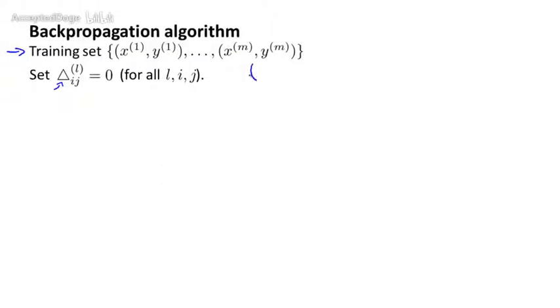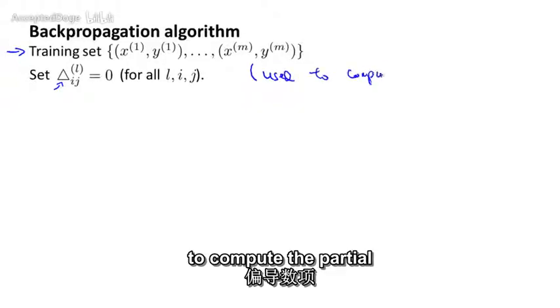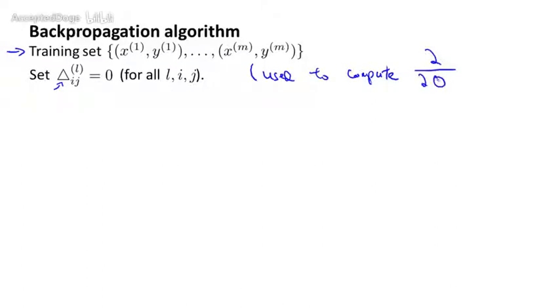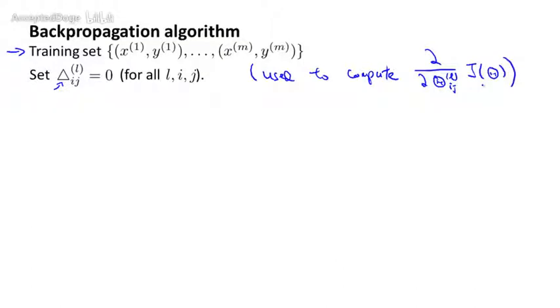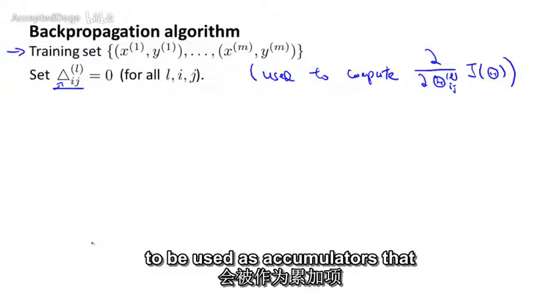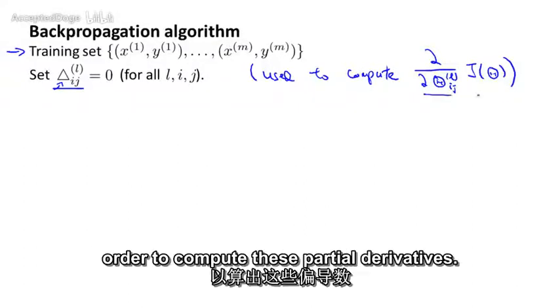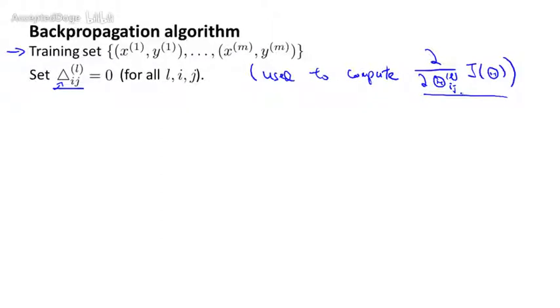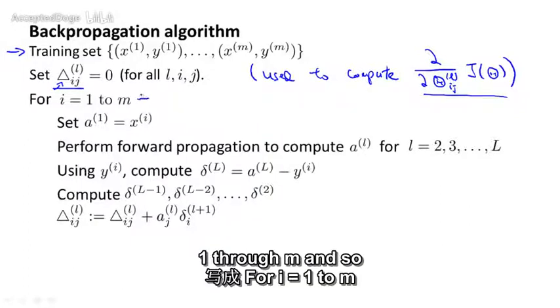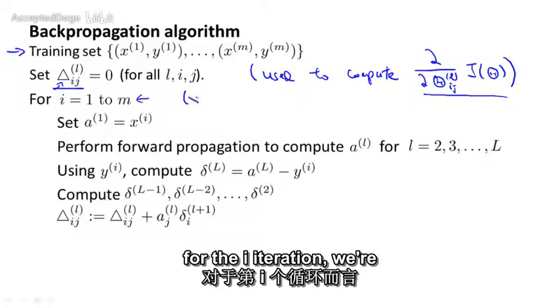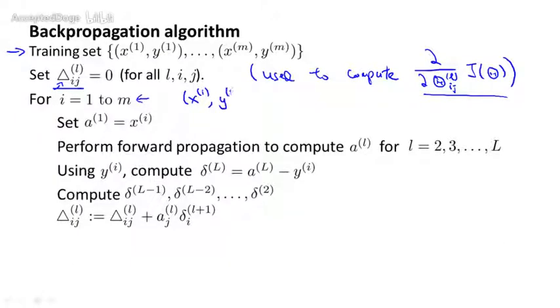Eventually, this capital delta L ij will be used to compute the partial derivative of J of theta with respect to theta L ij. As we'll see in a second, these deltas are going to be used as accumulators that we slowly add things to in order to compute these partial derivatives. Next, we're going to loop through our training set, so for i equals 1 through m, and for the ith iteration we're working with the training example xi, yi.